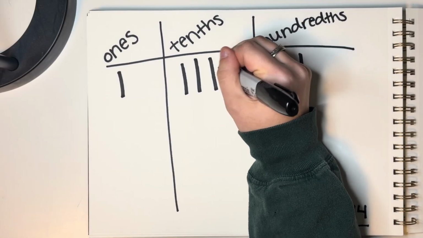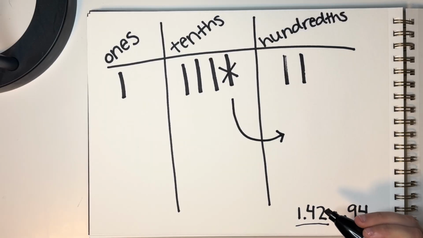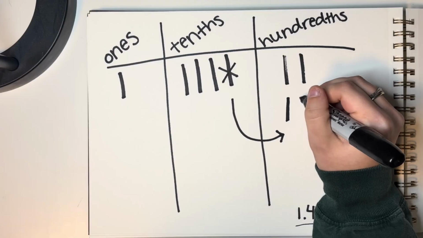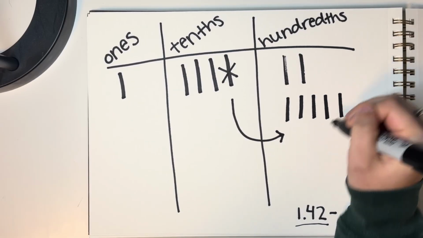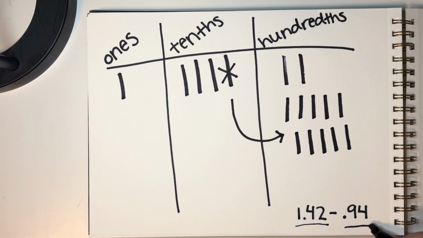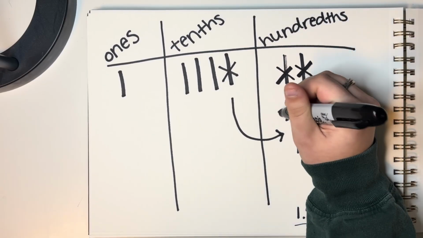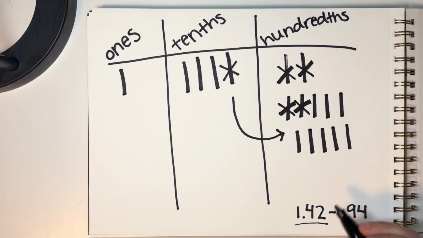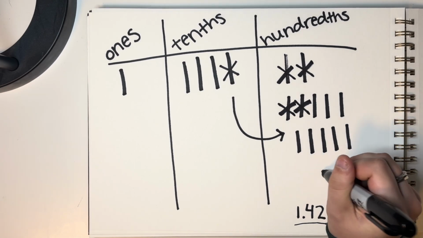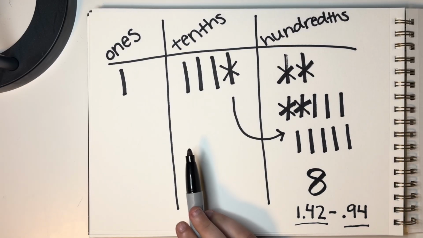So I'm going to cross out this tenth, and I'm going to bring it to my hundredths place. And this tenth is worth 10 hundredths. So I'm going to draw 10 hundredths. 1, 2, 3, 4, 5, 6, 7, 8, 9, 10. Now I have enough where I can cross out 4 hundredths. So I'm going to do that. 1, 2, 3, 4, which leaves me with 1, 2, 3, 4, 5, 6, 7, 8 hundredths left. Okay. Now I'm going to move over to my tenths place.